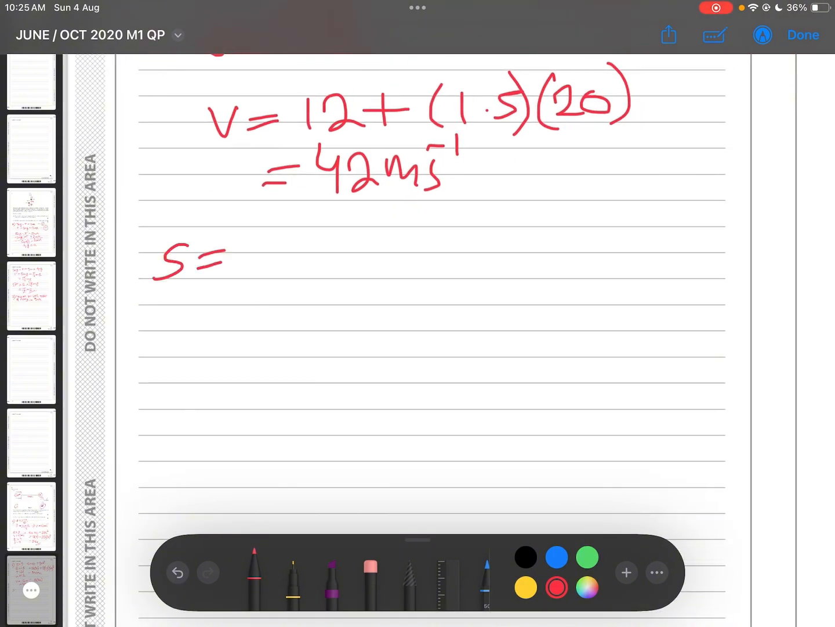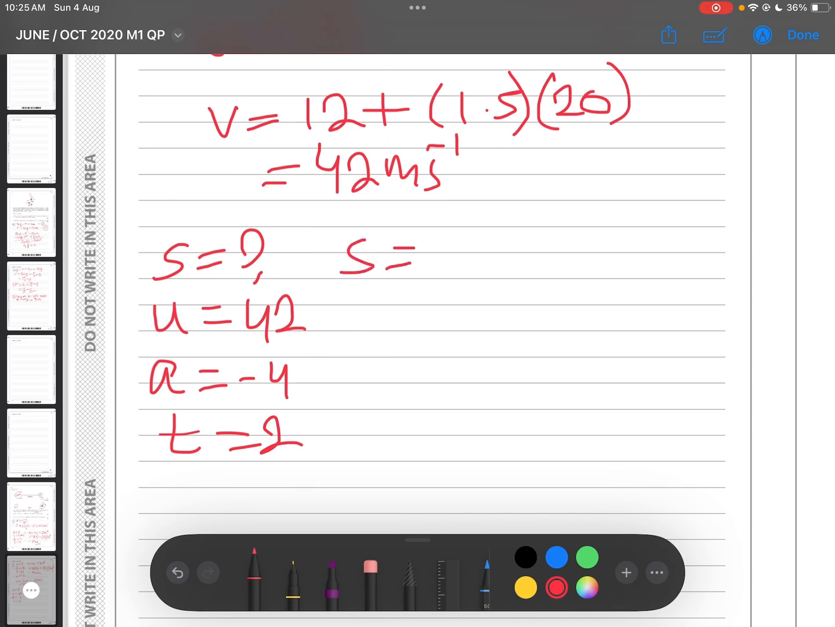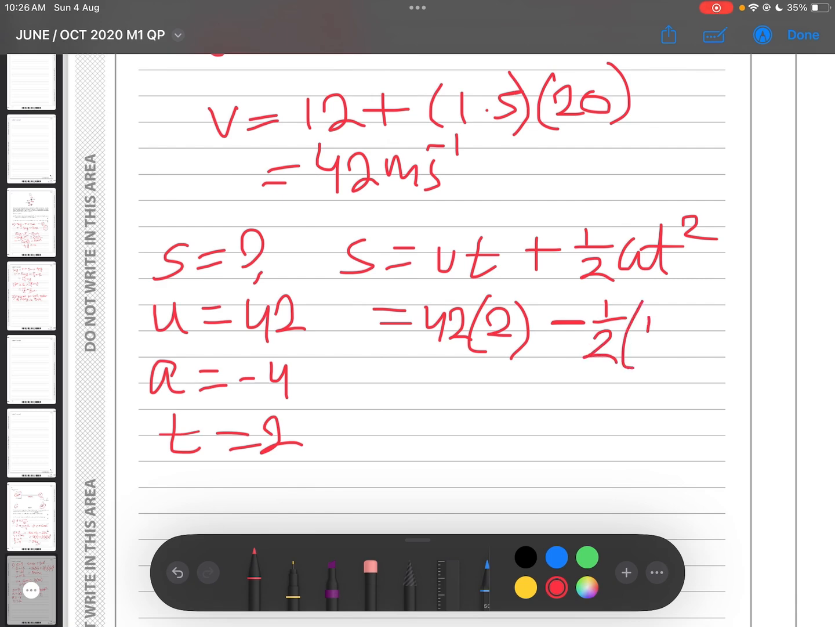Now this is going to be my initial velocity for the third part. We are finding s. I have the initial velocity to be 42 meters per second, my acceleration to be minus 4 meters per second squared, my time to be 2 seconds. Again, I'm going to use the equation s equals ut plus half at squared. My initial velocity is 42, my time is 2, and minus half times 4 is acceleration, and the time is 2 squared. Simplifying this, I get this part to be 76 meters.